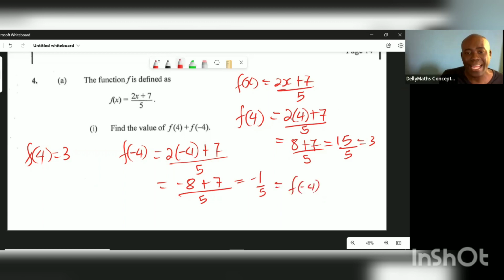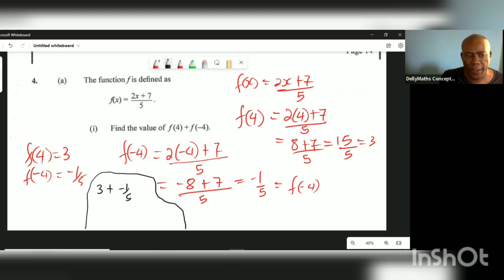Now I need to combine these. Remember, f of -4 gives me -1/5. Let's put the response right here for the final response. We're thinking of combining these: this is 3 plus -1/5. Already this is saying 2 1/3, all right, 2 1/4. Because what we could do, if we are adding these, is to change the 3 to have a denominator of 5.